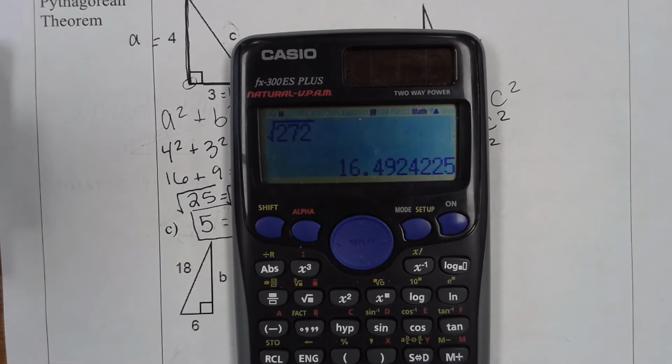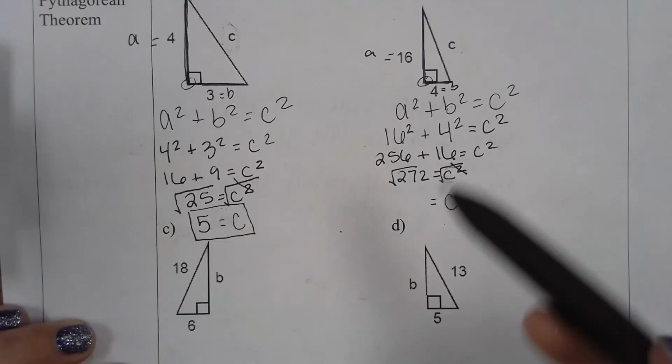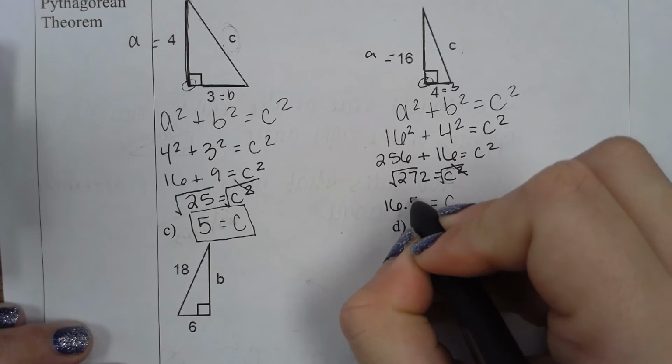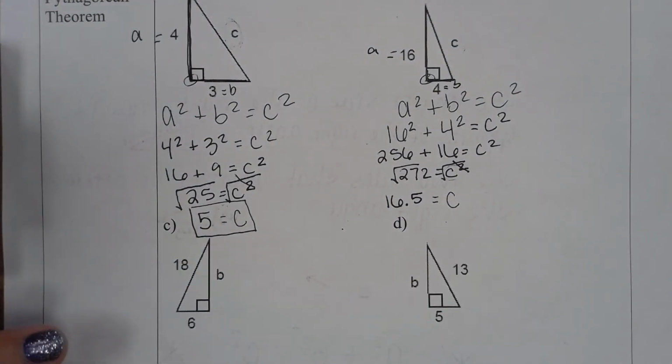But I need to take the square root of 272, and if you notice, I do get a decimal, which is fine, and just make sure in the directions, if it tells you where to round it, make sure you round it where it's supposed to. But since these directions don't tell us, I'm just going to round it to the nearest tenth. So to the nearest tenth would be 16.5. All right, and that is my answer.